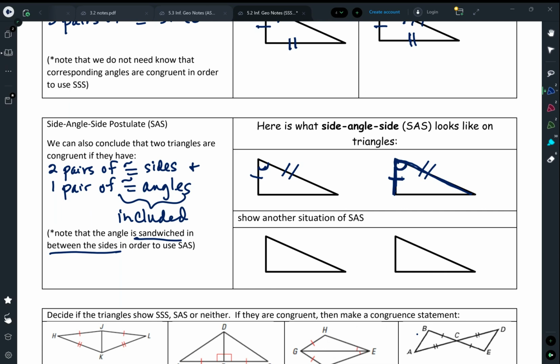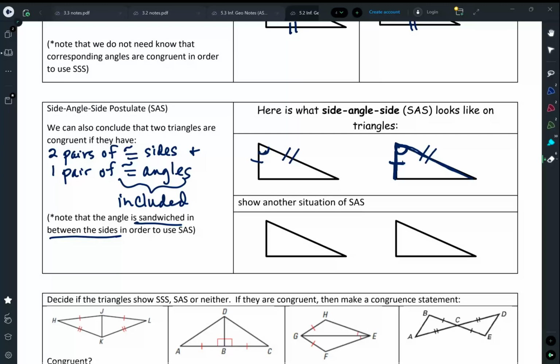Another way to show side, angle, side is that I could show these sides at the bottom of this triangle are congruent. And then I could show that this one's congruent as well. And then the angle in between would now be this angle here is the same as this angle over here. Again, if I was to trace this angle, then I can see that that's also along those sides. So the angle is between the two sides.